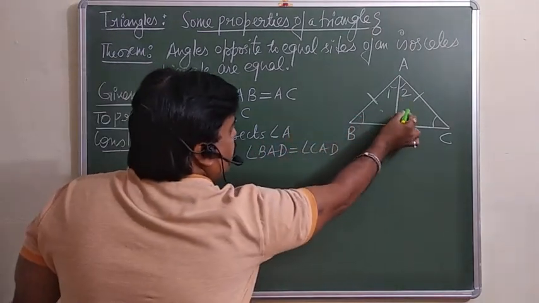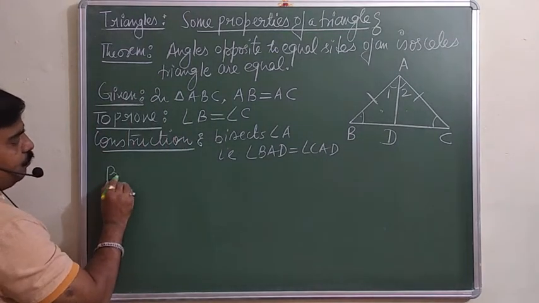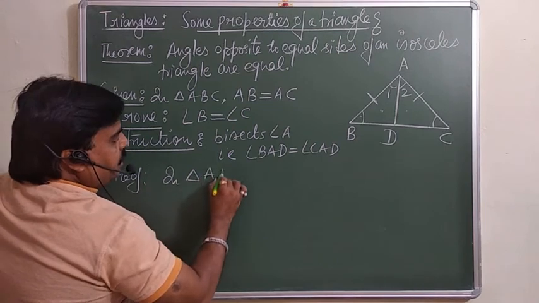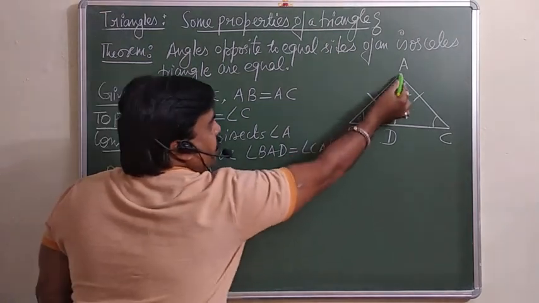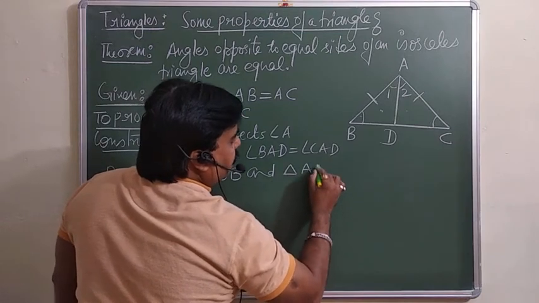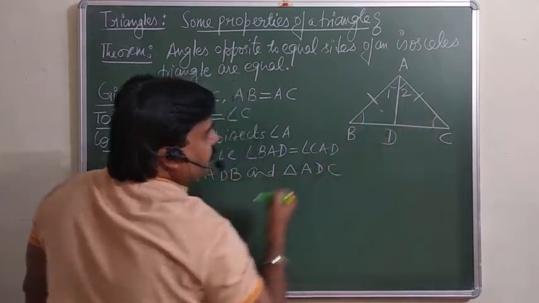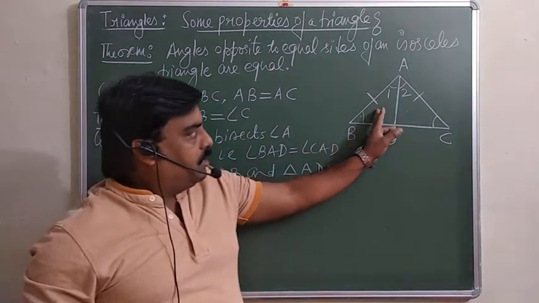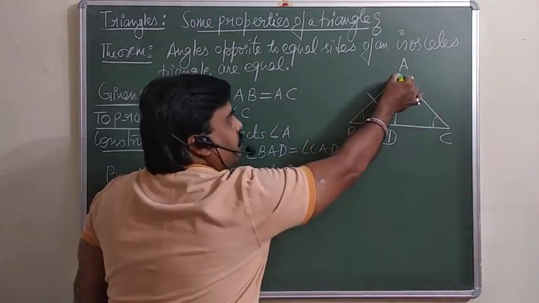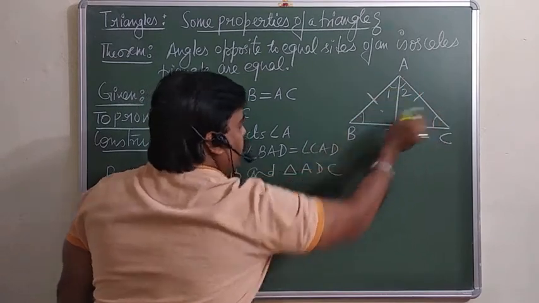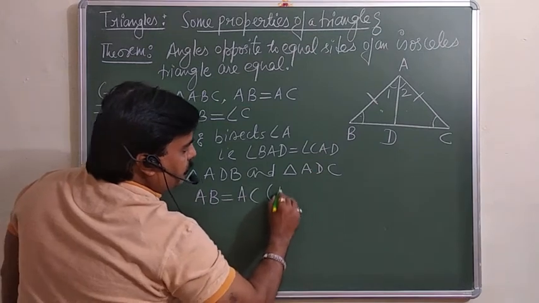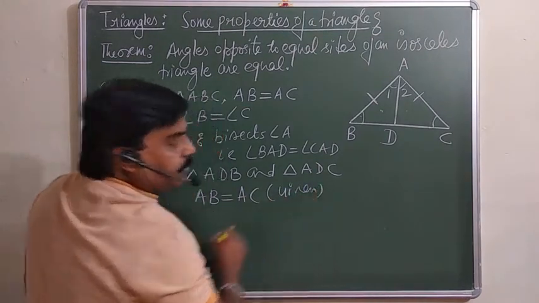And now you can take these two triangles in the proof. So just take triangle ADB and triangle ADC. In these two triangles, you are supposed to make both triangles congruent because we want to prove angle B is equal to angle C. So look here now. See, AB is equal to AC is already given. This is already given to us.